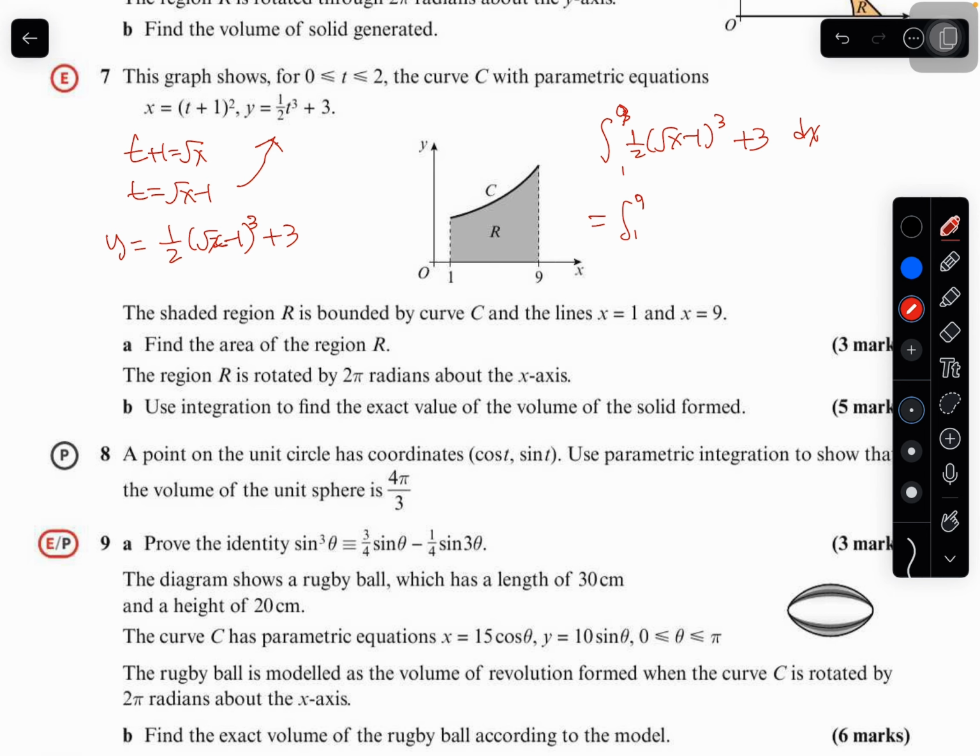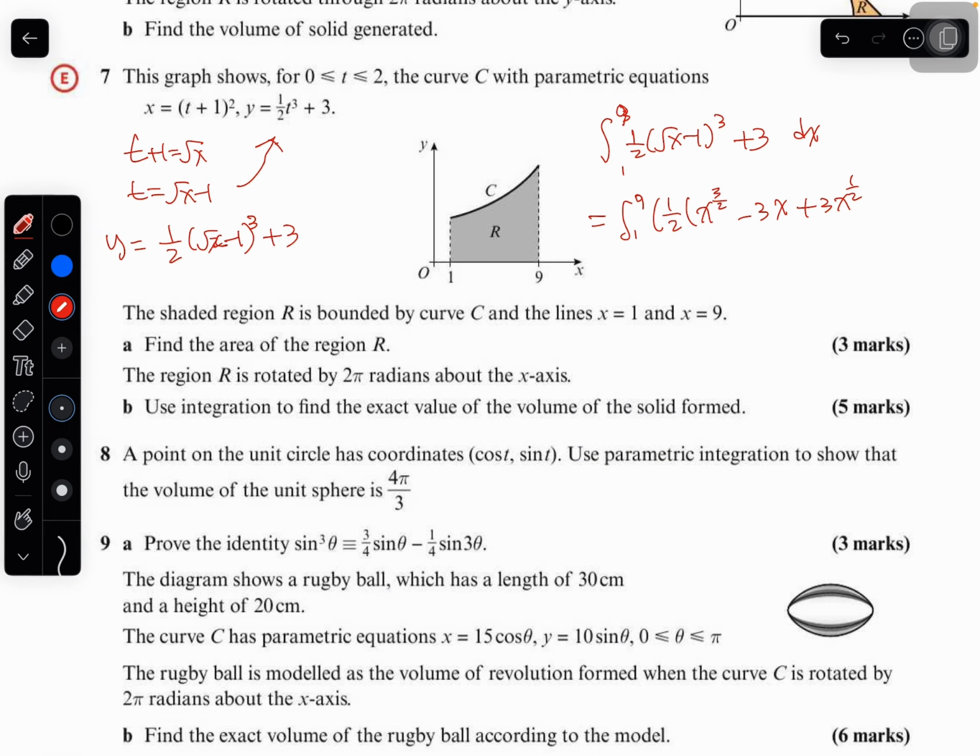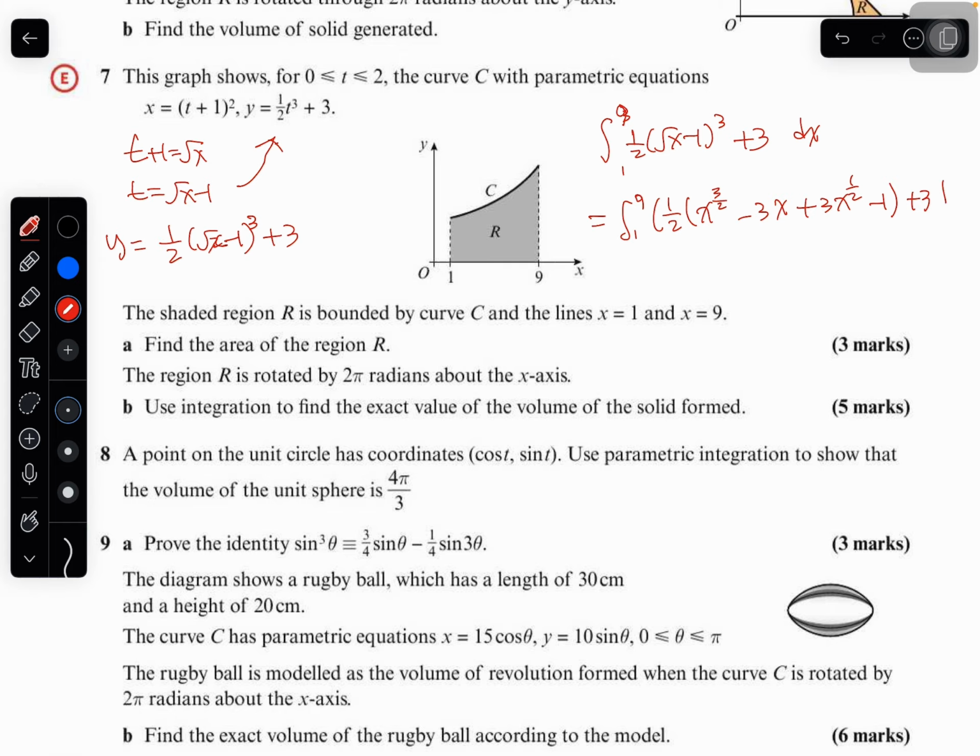From 1 to 9, 1 over 2 times x to the 3 over 2 minus 3x plus 3 x to the 1 over 2 minus 1 plus 3 dx. Then you can do that.